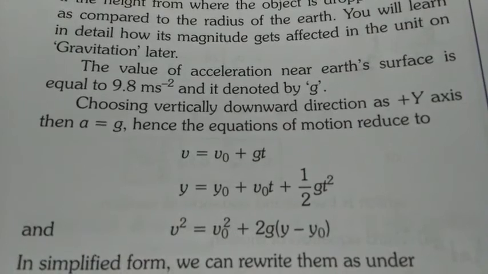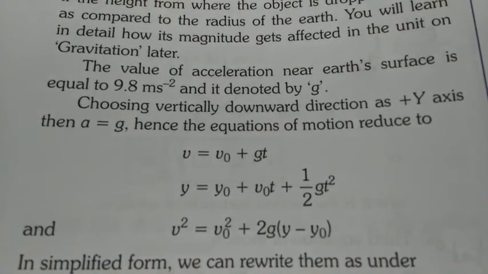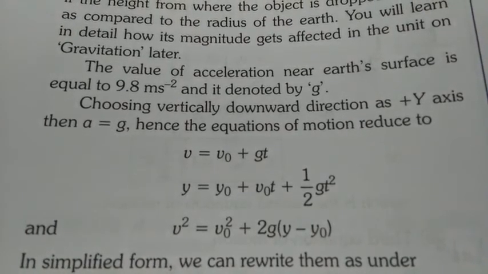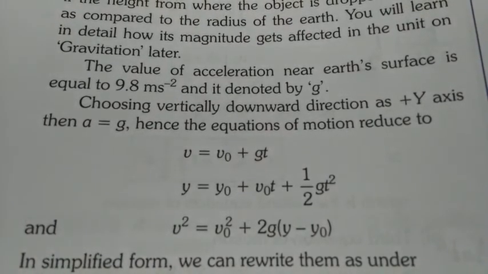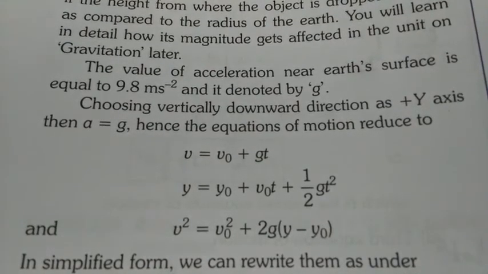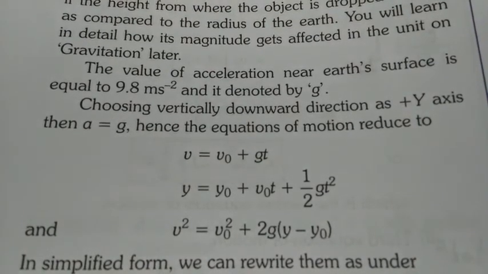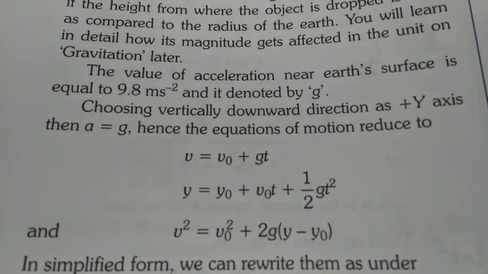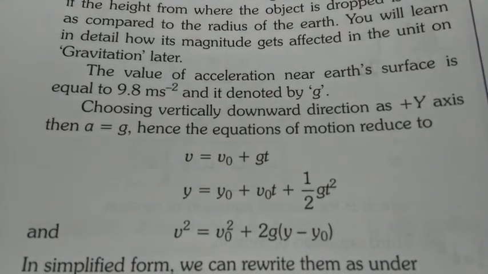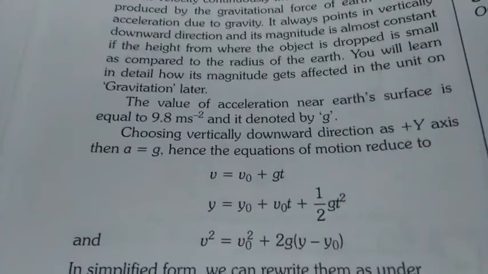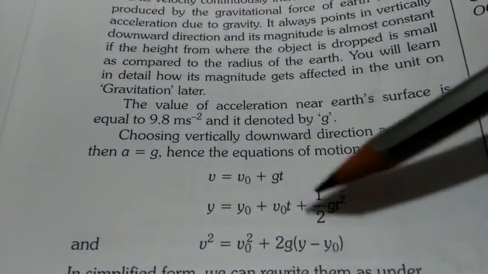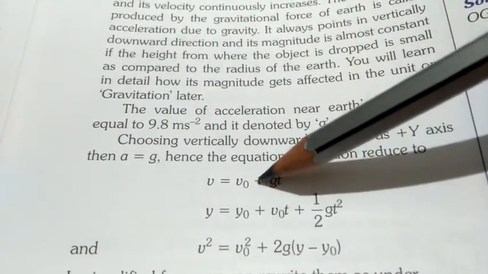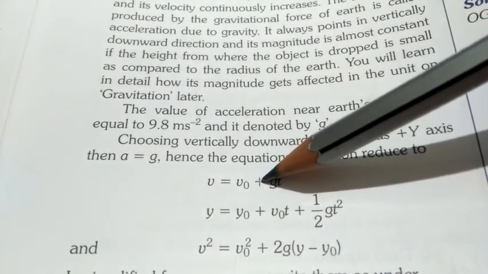But what if a body is going upward? Suppose we have thrown a ball up, so now the ball is going upward. That means it is now going against gravity. When we have thrown the ball, we have applied the force once and then the ball is free to go up. So at that time the ball is going against gravity, so the acceleration will be negative. So at that time, in place of g we will put minus g. Wherever g is there, in front of that a minus sign will come.